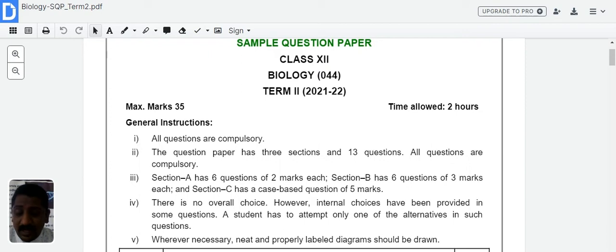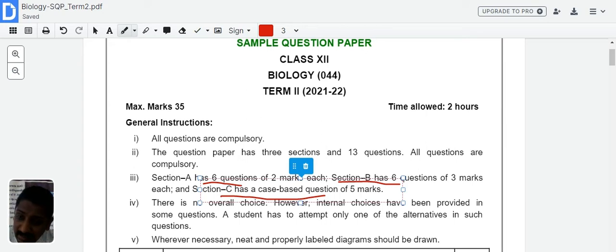All the questions are compulsory and we have some internal choices. Totally there will be 13 questions in the examination, and there is no choice between the questions. But when you check here, Section A has 6 questions of 2 marks each. Section B has 6 questions of 3 marks each, and there is only one case-based question. In Section A, you'll have 2 internal choices. In Section B, you'll have 1 internal choice, and Section C is only 1 question with an internal choice.